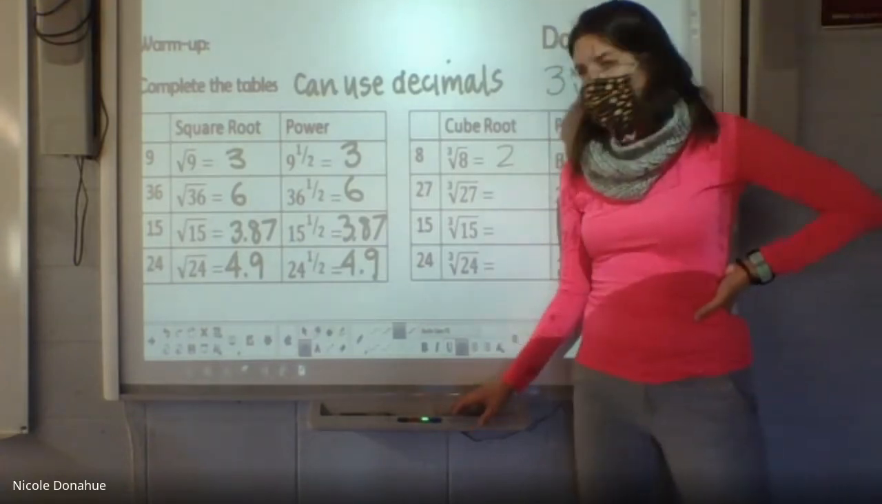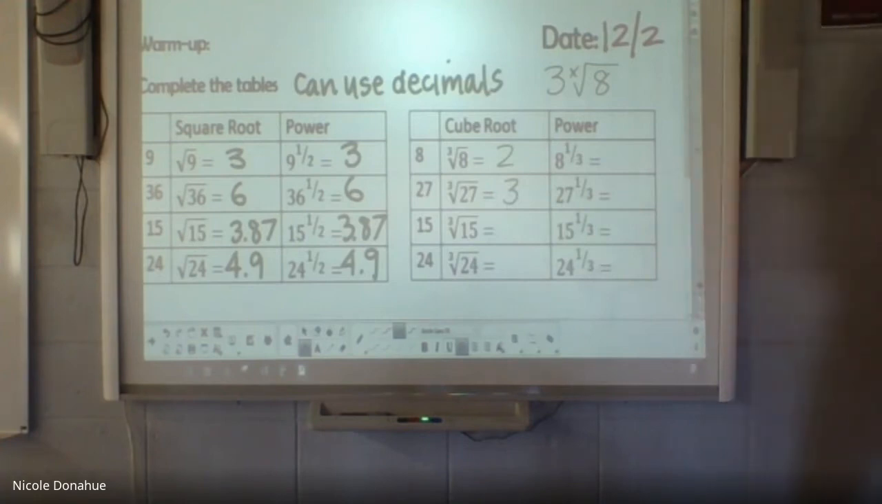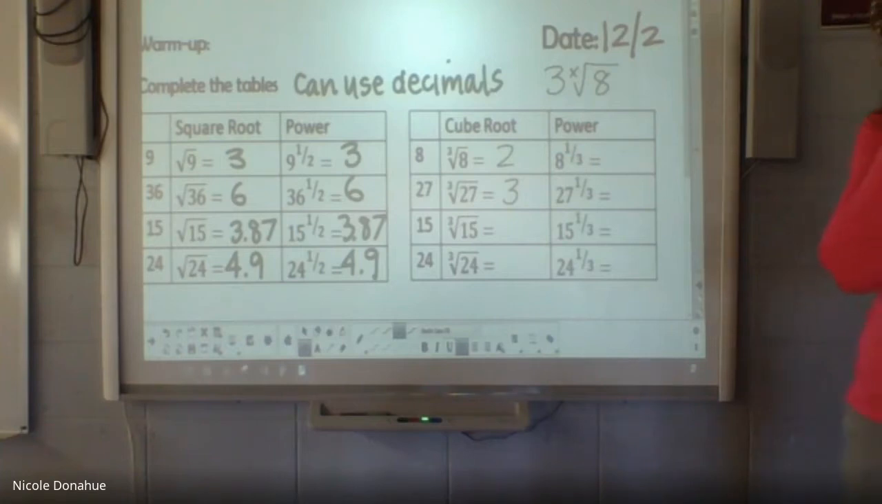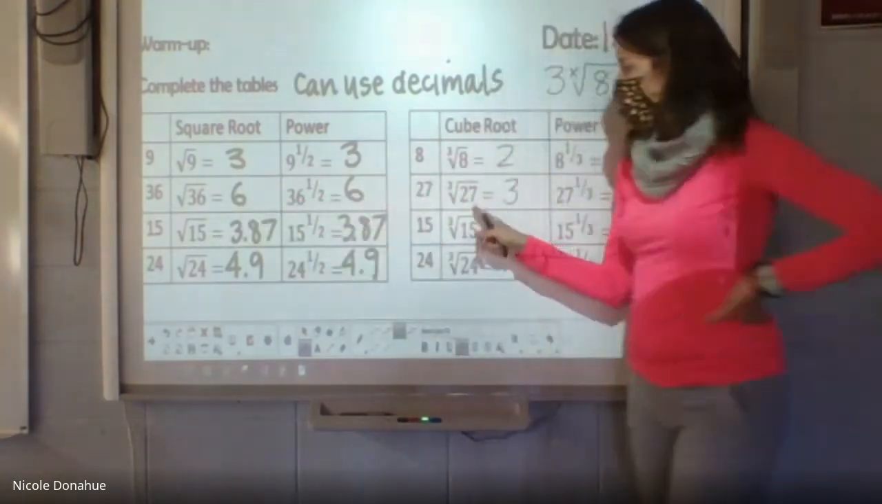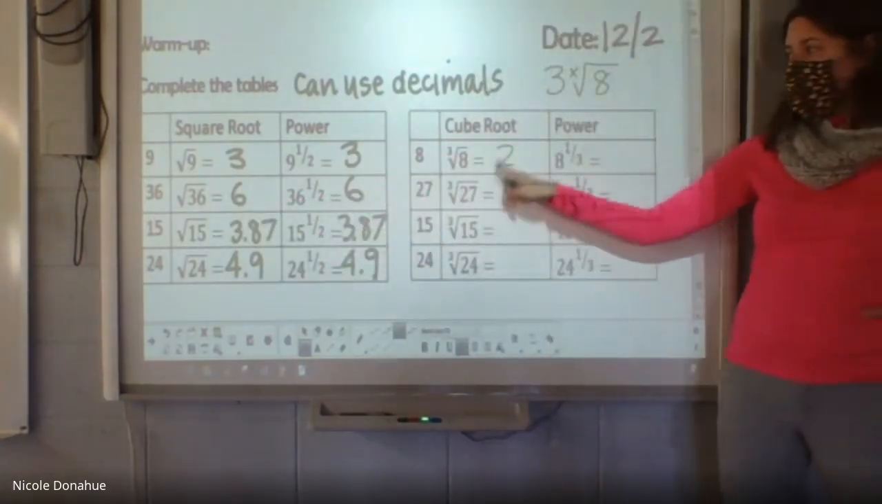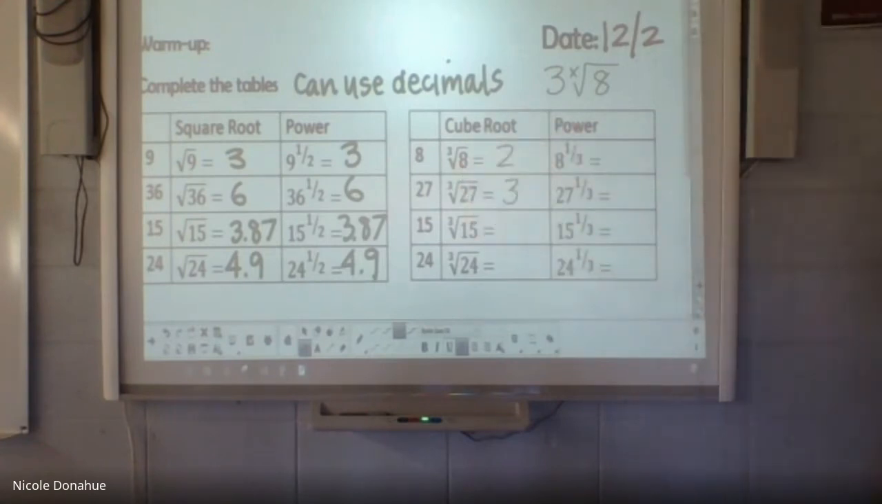Cube root of 27 is how much? 3. So what do you think the cube root means? How are we getting the cube root of 8 is 2 and the cube root of 27 is 3? Any thoughts where that's coming from? Oh, because 3 times 3 times 3 is 27. Yeah, so just like 6 times 6 is 36, 3 times 3 times 3 is 27. 2 times 2 times 2 is 8. So the cube root is saying what number times itself 3 times is going to be that value.